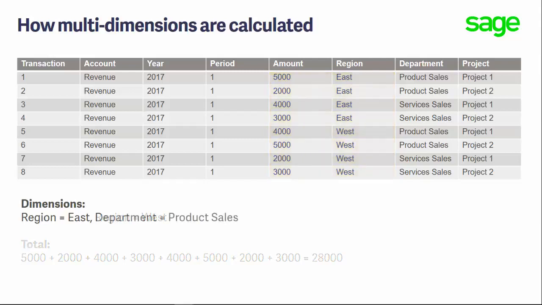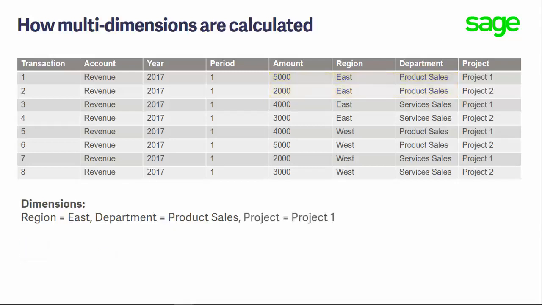Another example would be selecting a tag from one dimension and another tag from a different dimension. Let's say region equal to East and department equal to product sales. In this case, because the 2 tags are part of different dimensions, the amounts of all transactions which meet the first condition and the second condition, after any other filters have been applied, will be added up, giving a total of 7,000.